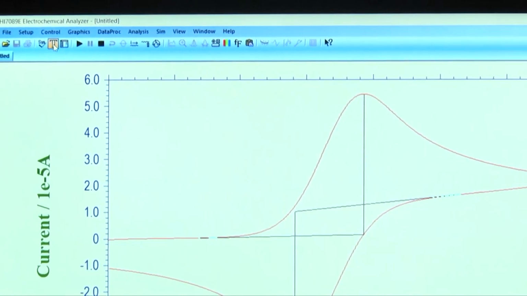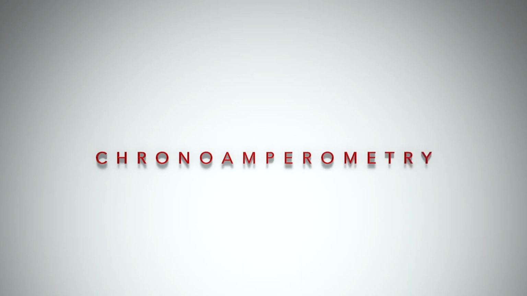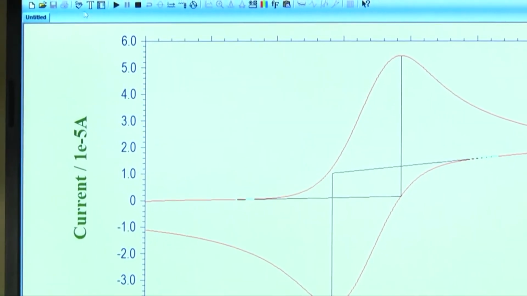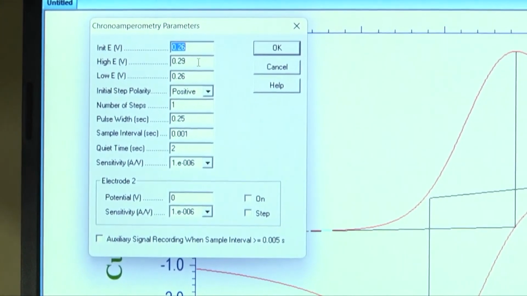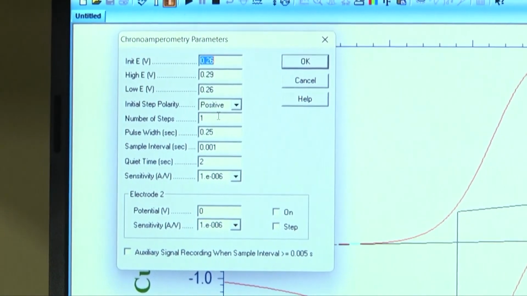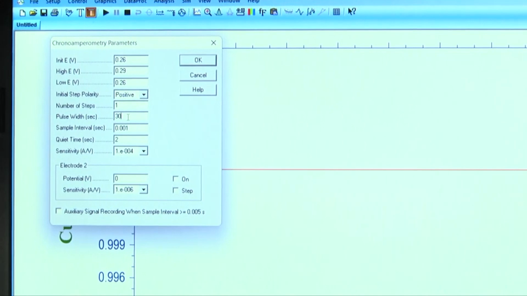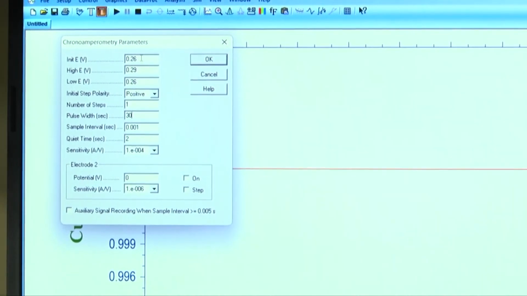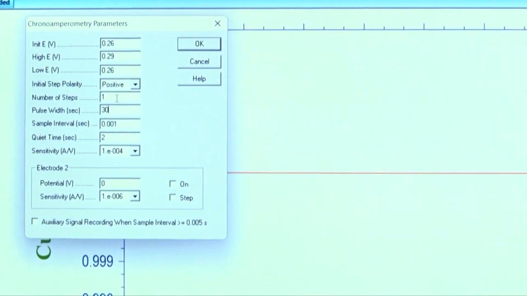Following cyclic voltammetry, we will now perform the chronoamperometry procedure, in which we set the initial potential as 0.26, the high potential as 0.29, and the low as 0.26. As you can see, we have set these parameters, and we shall be performing it for one step for a duration of 30 seconds, so that the reaction runs for 30 seconds.